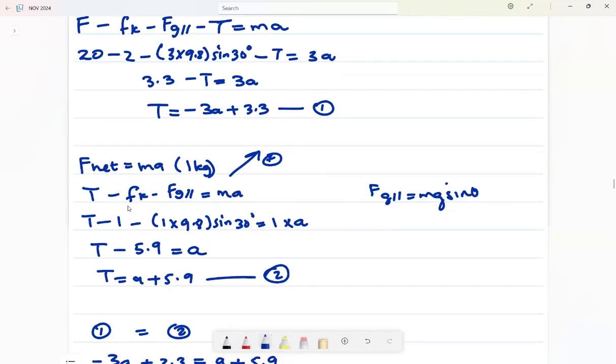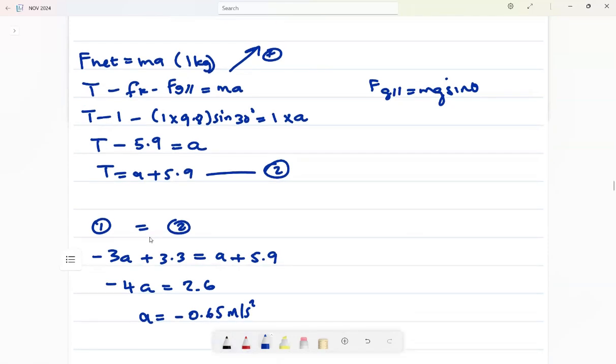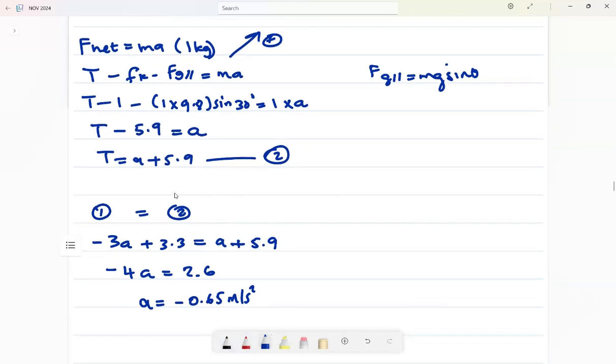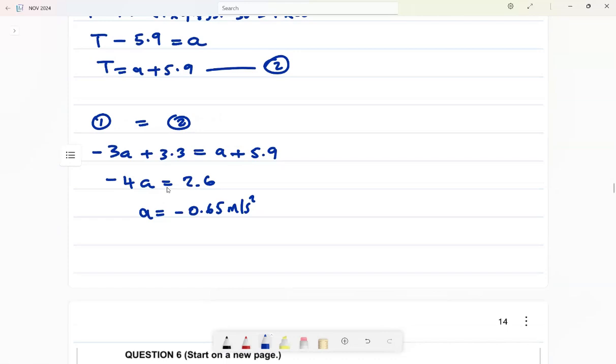F net is equal to MA, then we have tension minus Fk minus Fg parallel. Then it's going to be tension minus Fk, which is 1, minus 1 times 9.8 sine 30, equal to 1 times A. And then tension is going to be equal to, let me repeat that again, 9.8 sine 30, it is negative 4.9 minus 1. Yes, it's that. And then I take it to the other side, it becomes positive. Okay, everything seems to be fine. Will I get a negative acceleration?